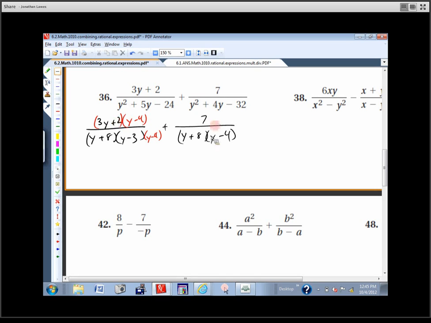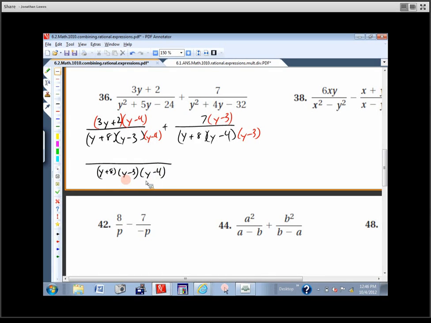What does this one need then? This one needs a y minus 3. Now, if you've got just a plain old monomial, if you've only got one term in the numerator, the multiplication is going to be pretty easy. So here's what I've got. My denominator is y plus 8, y minus 3, and y minus 4. Does it matter the order I write them down?